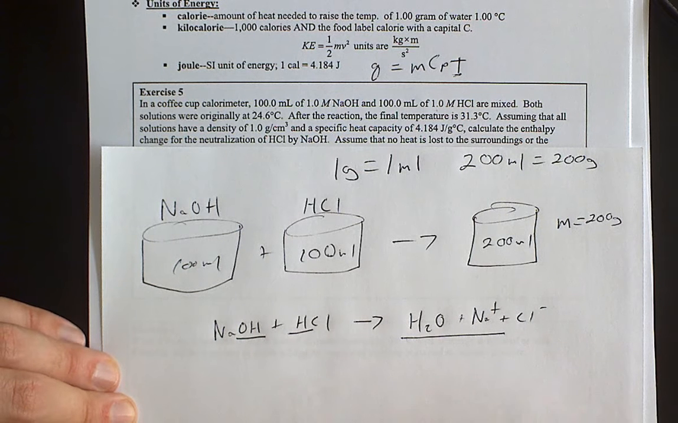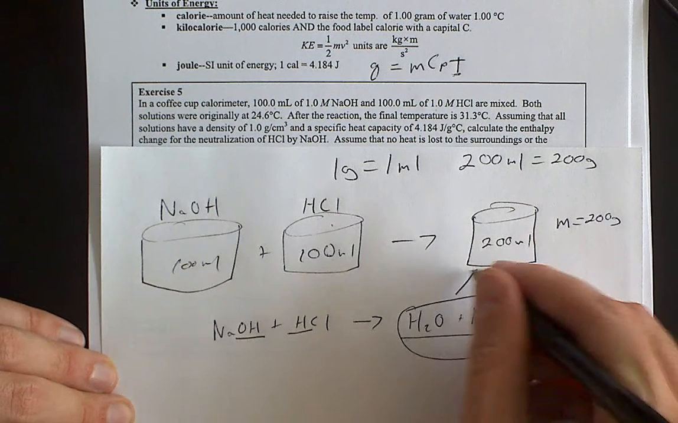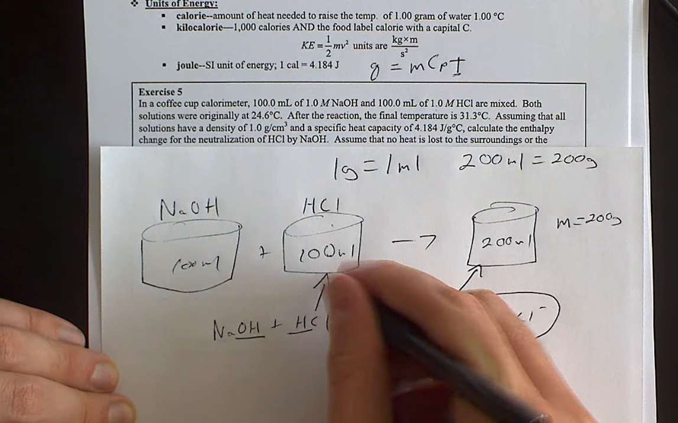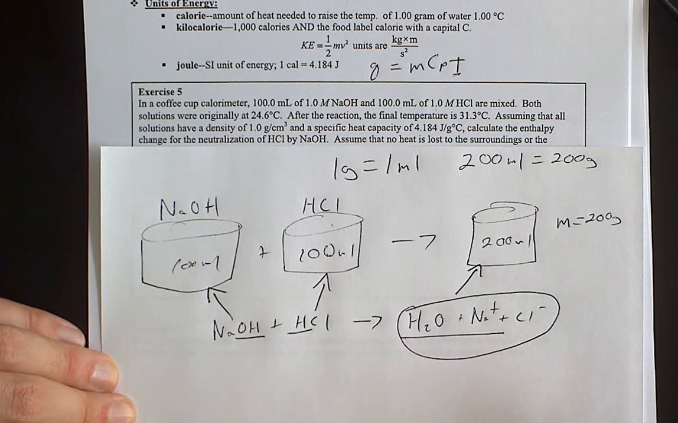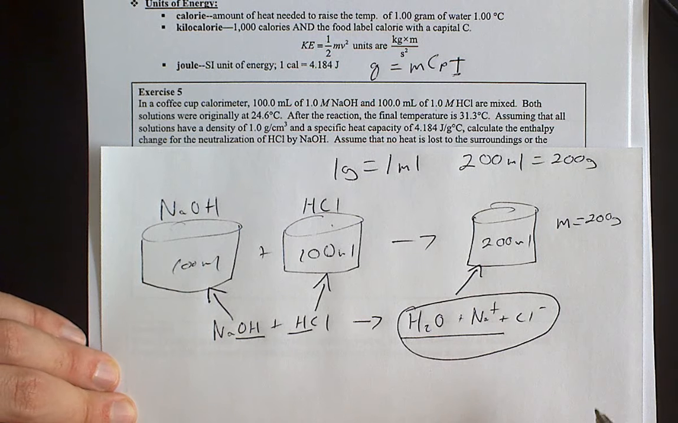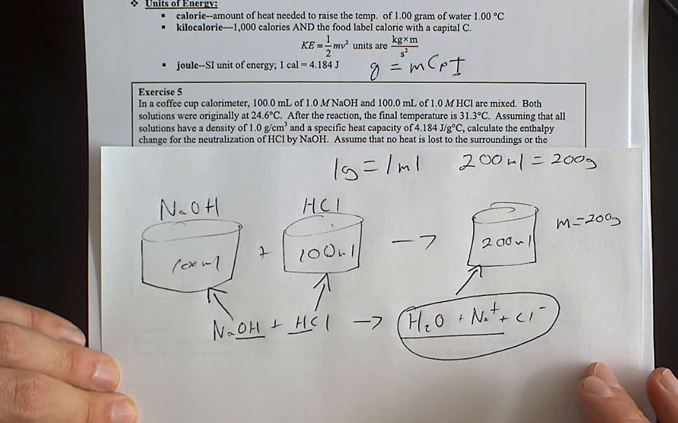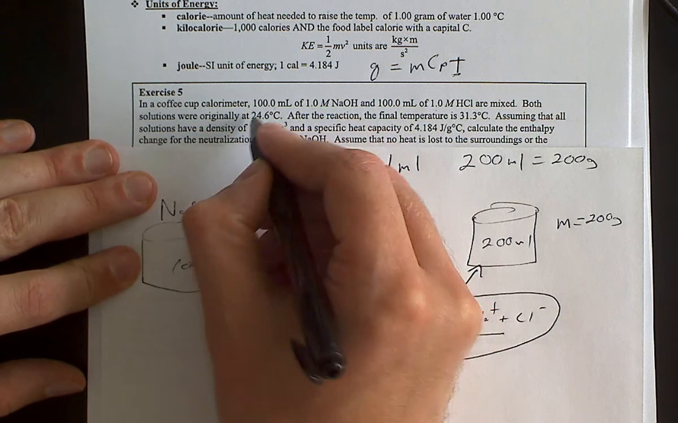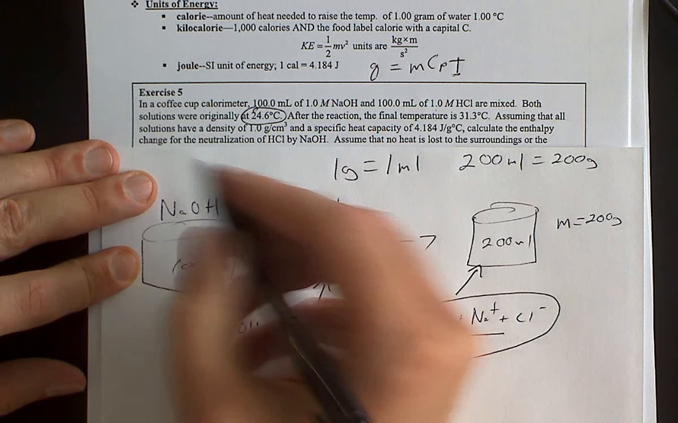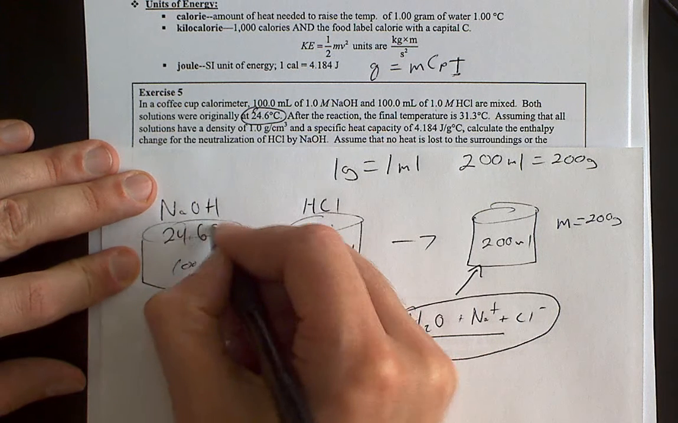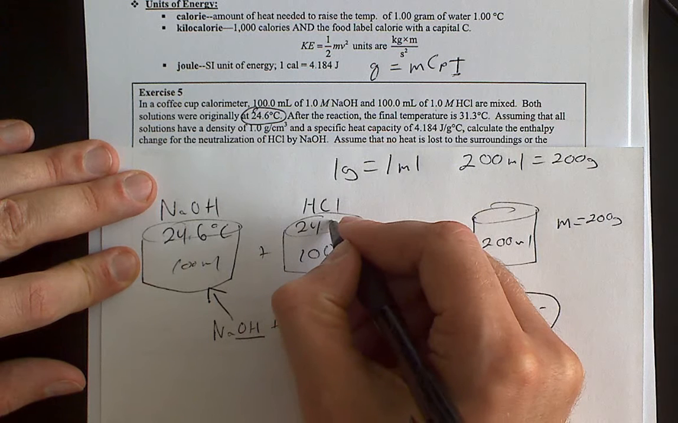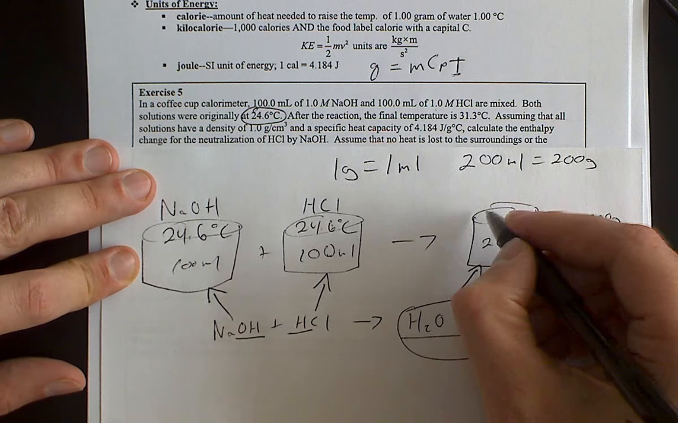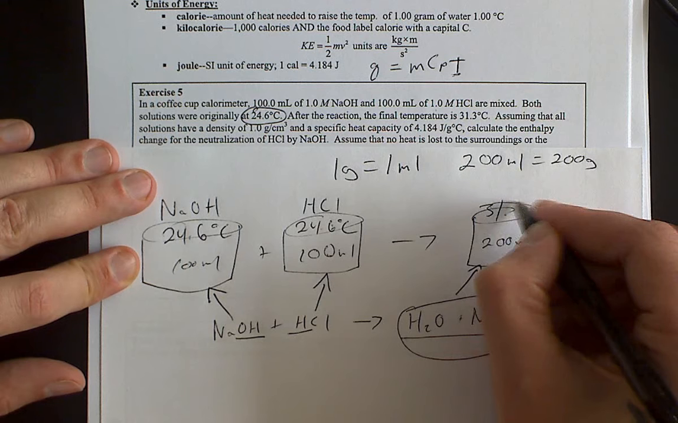So NaOH plus HCl, this is what we're going to have in this container. This is what we started off with, okay? So this one is going to produce energy, all right? And how do we know it's going to produce energy? Well, when we look at our problem here, we start off at 24.6 degrees Celsius, and this ends up at 31.3 degrees Celsius.